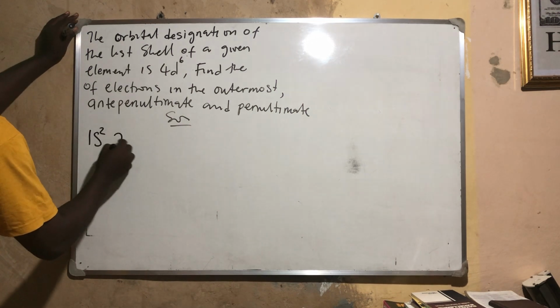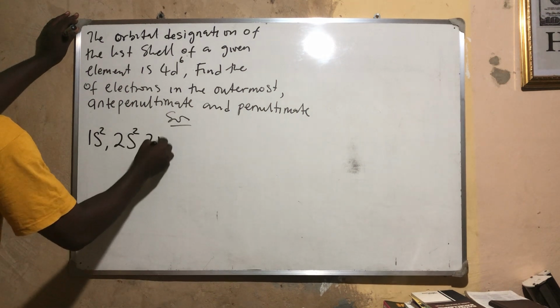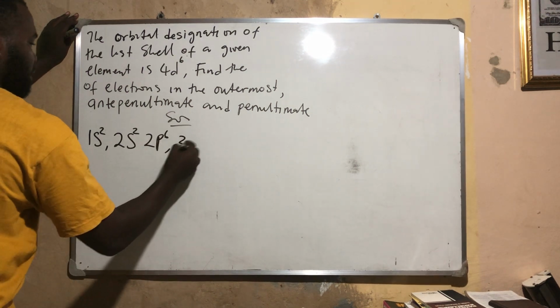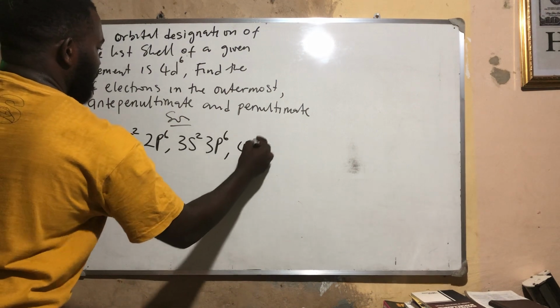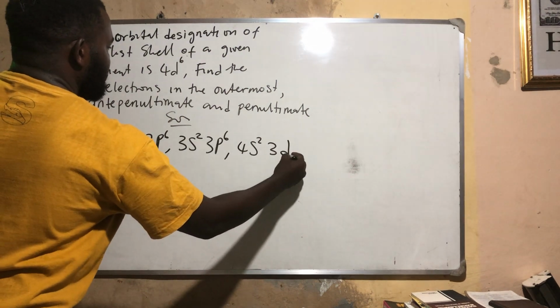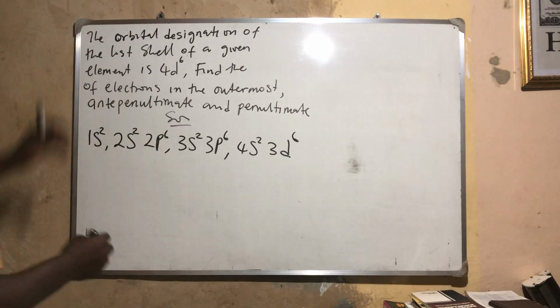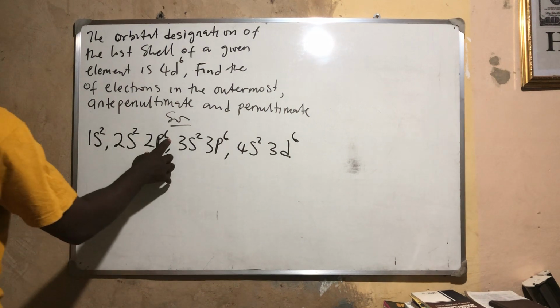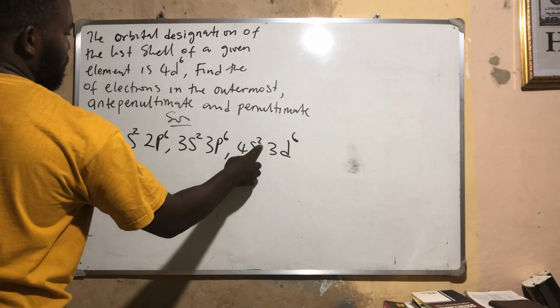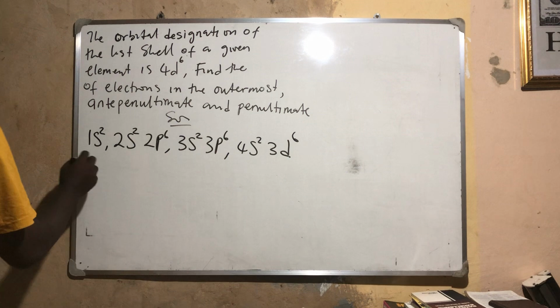1s2, 2s2, 2p6, 3s2, 3p6, 4s2, 3d. Supposed to be 10, but they said it stopped at 6. So let us count them. How many electrons? From here to here is 10, and from here to here is 10, which is 20, 26. So it has 26 electrons.